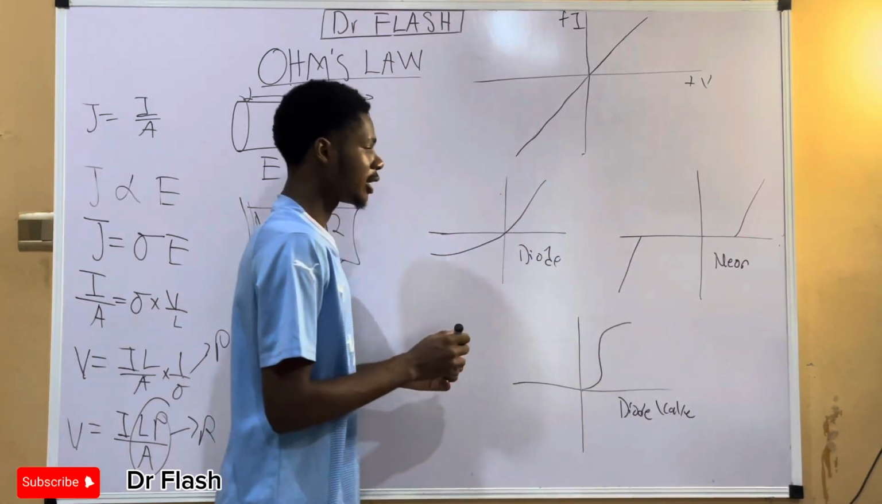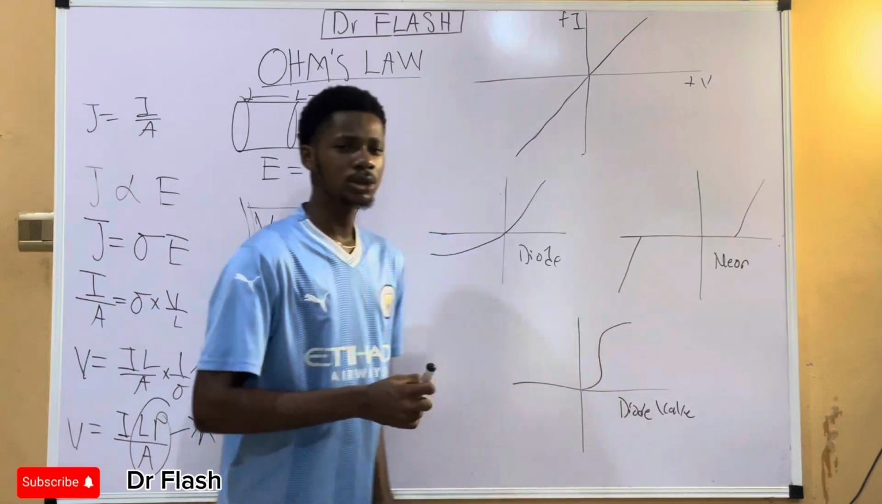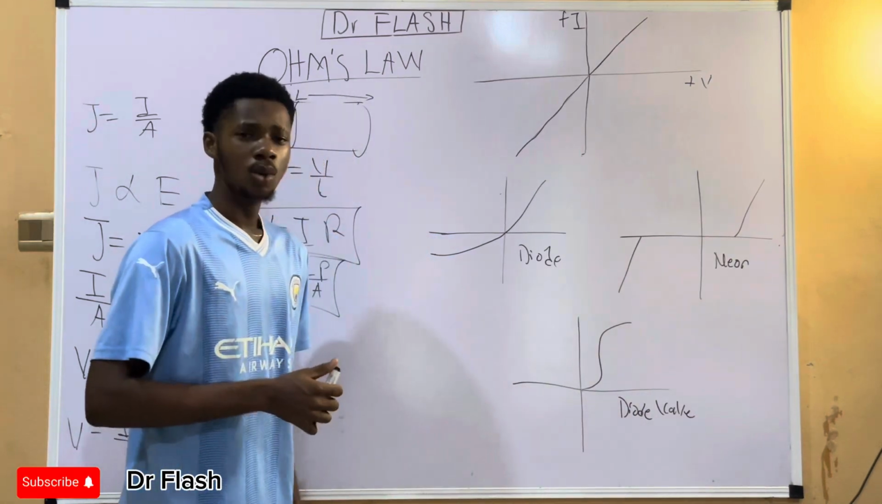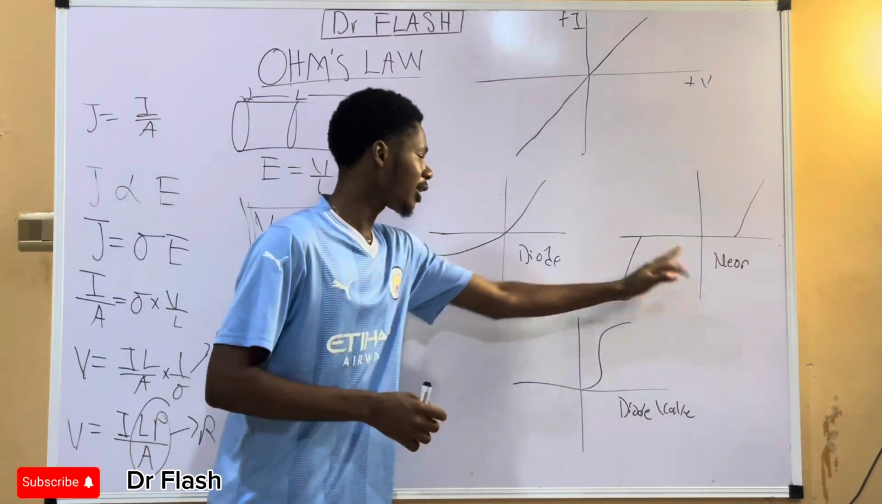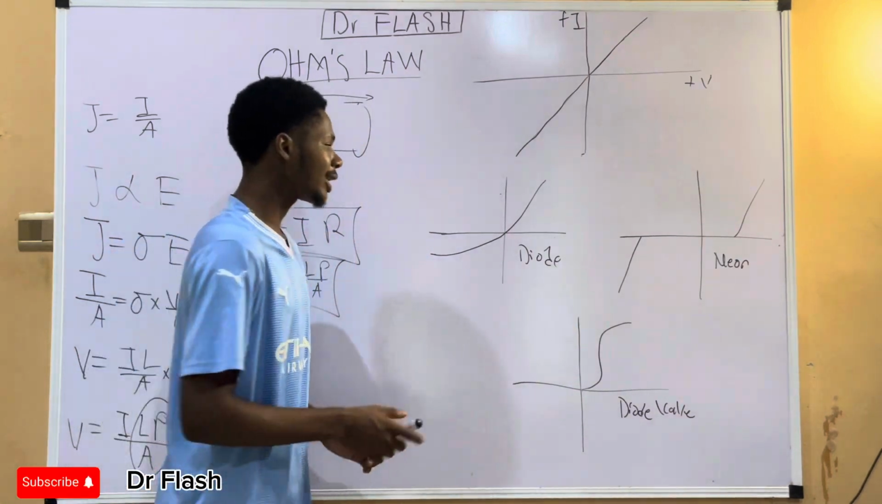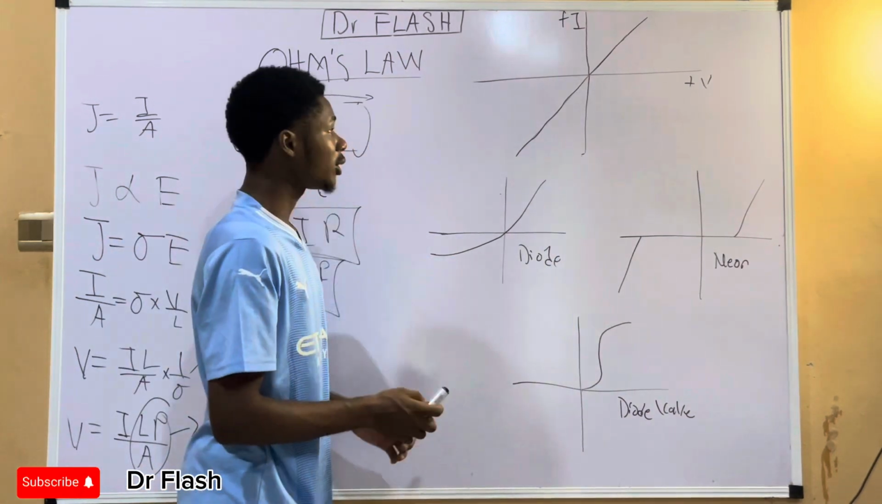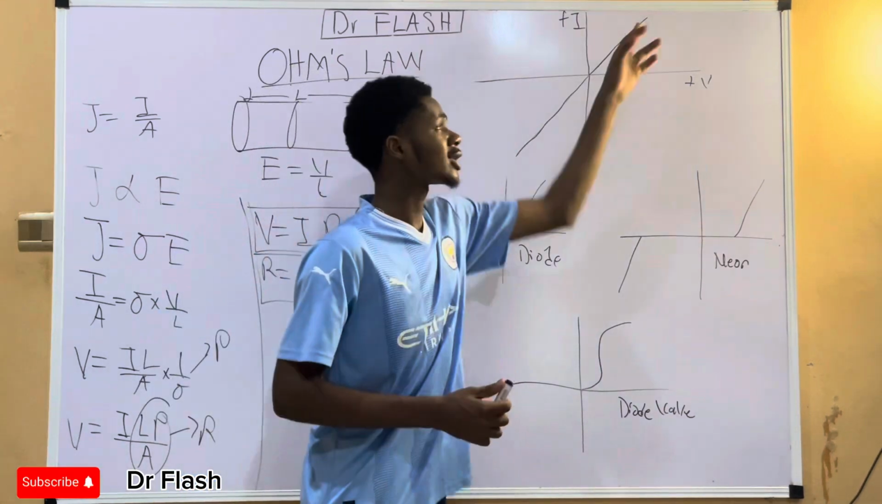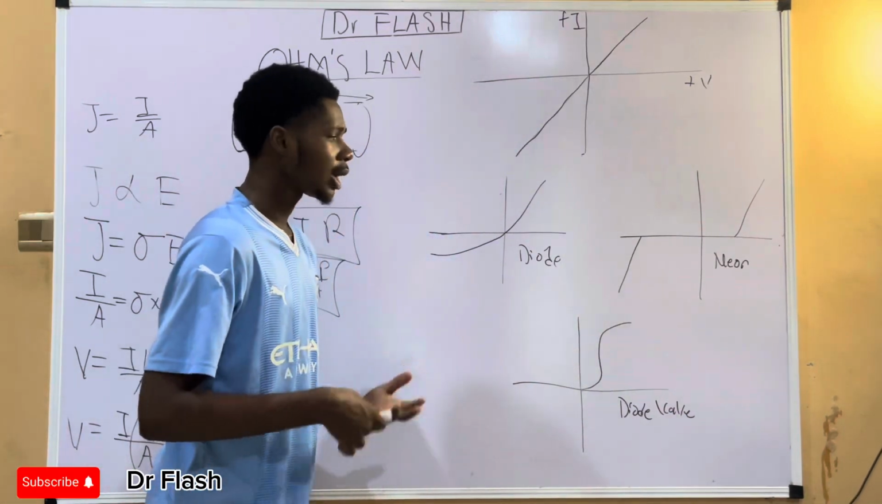So what we're having here for these three graphs, they are called what now? Non-ohmic conductors. That is, these three graphs, the neon, the diode, and the diode valve, they do not obey Ohm's law. That is why you are seeing it is not a straight line. But whenever you plot I against V and you get a straight line, it simply means what now? They obey what now? Ohm's law.